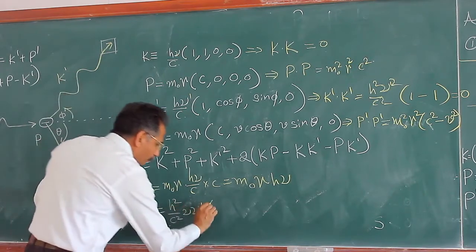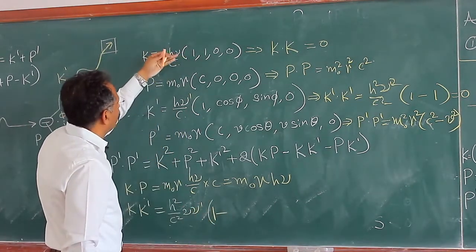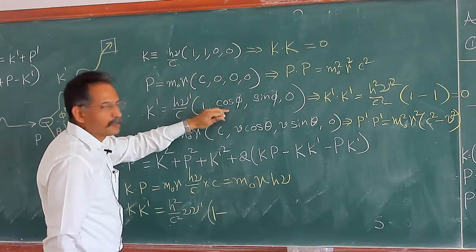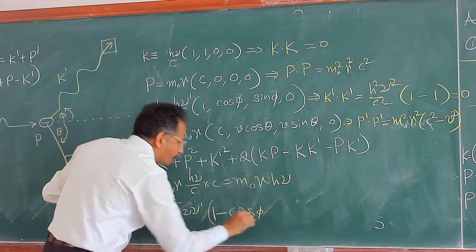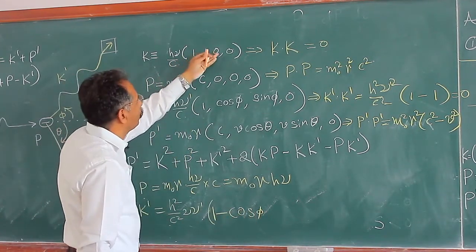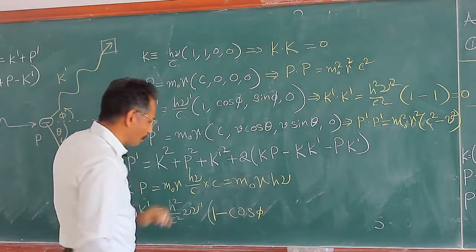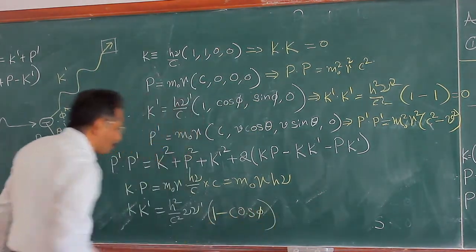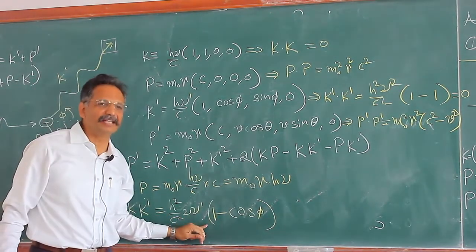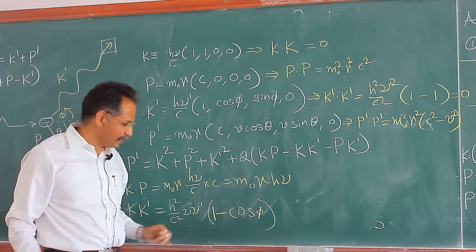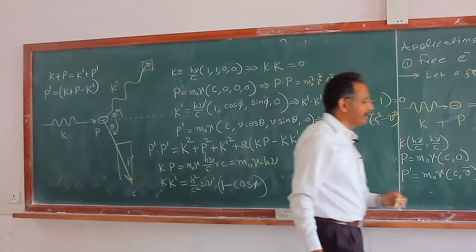1 into 1 will be 1, minus 1 into cos phi will be cos phi, minus 0 into sin phi will be 0, and 0 into 0 will be 0. So those who are familiar with the equation can identify this quantity 1 minus cos of phi, which appears in the Compton shift.